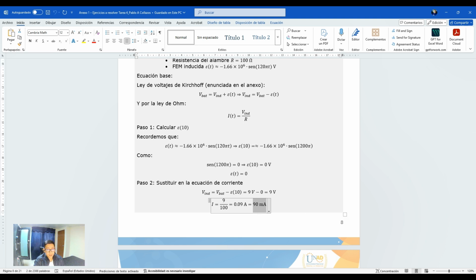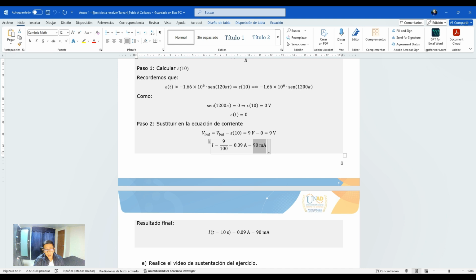Conclusion and summary. This exercise demonstrates how the magnetic flux behaves through a rotating coil under constant and time varying magnetic fields. We evaluated the flux at certain times given the frequency values, and the flux remains constant. We calculated the induced electromotive force using Faraday's law and finally determined the induced current in the motor circuit.